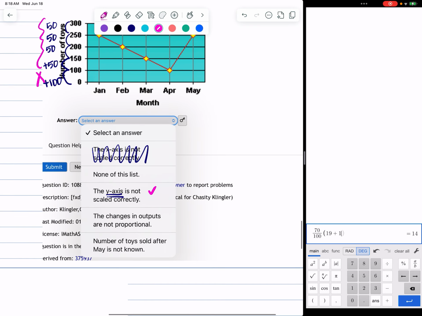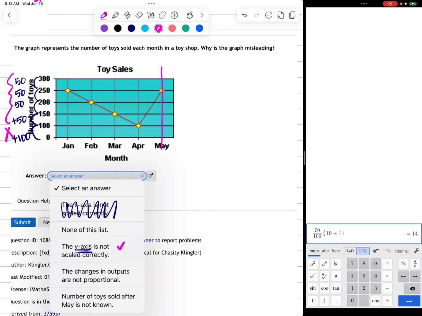That is an accurate statement. We do not know how many toys were sold after May, but that is simply information we don't know. It's not like the information has been distorted or left out or mislabeled. So not knowing that information doesn't really change the way we read what's already presented. So I think there's a better answer.